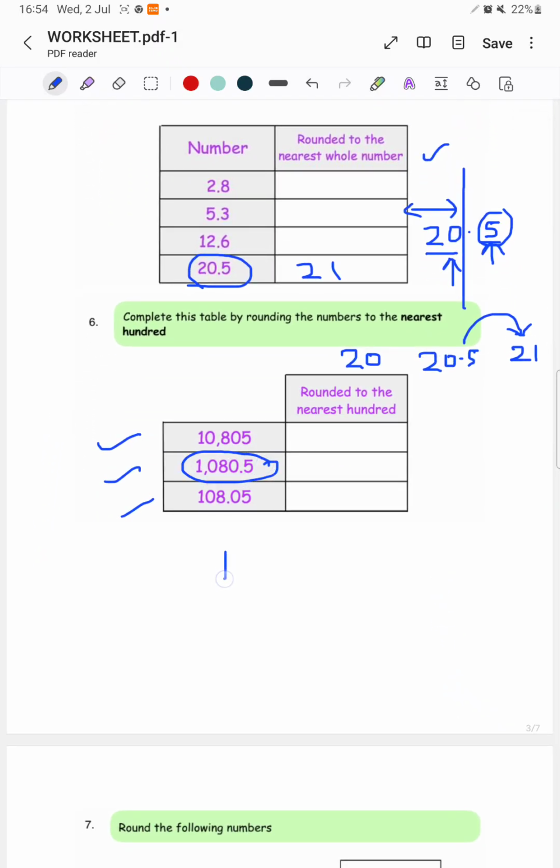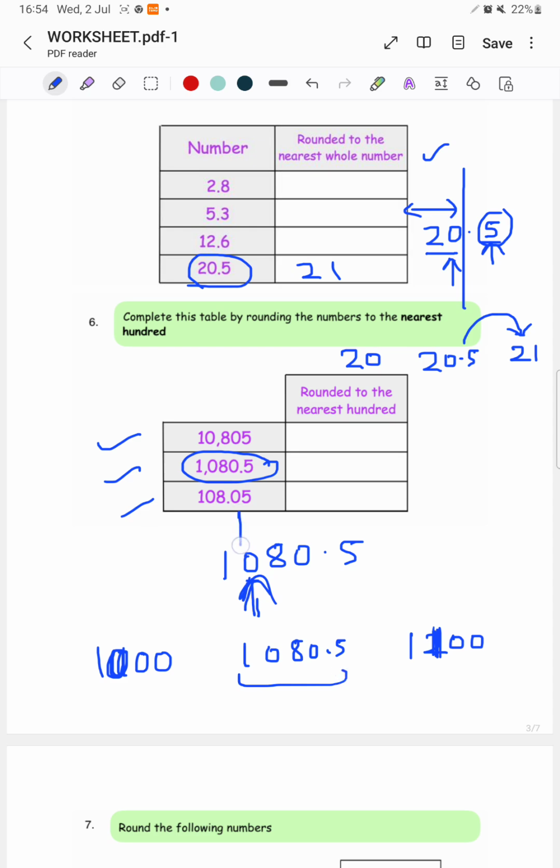Let's say we have this question: 1080.5, and we have to round to the nearest 100. The nearest 100 is here, this is the 100 position. So this is like 080, so it is like 80. It lies between 100 and 200. And this is 1080.5. Sorry, 1000 here, and here it will be 1100. So this number lies between 1000 and 1100, and we have to round to the nearest 100.